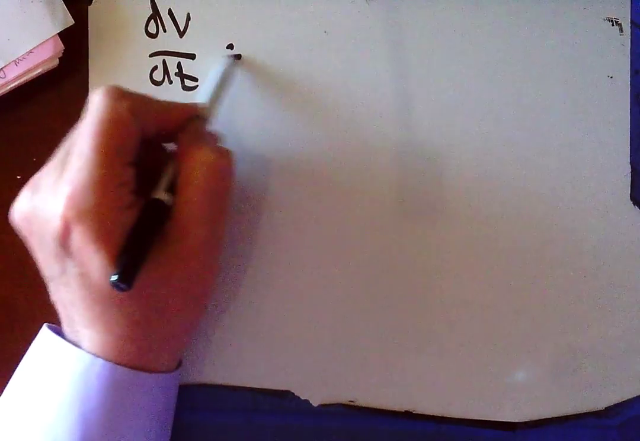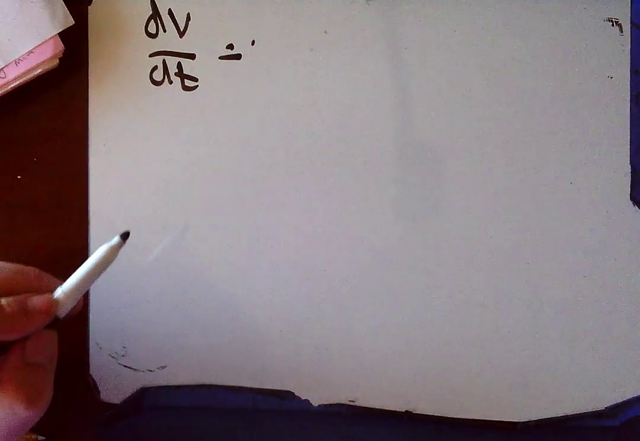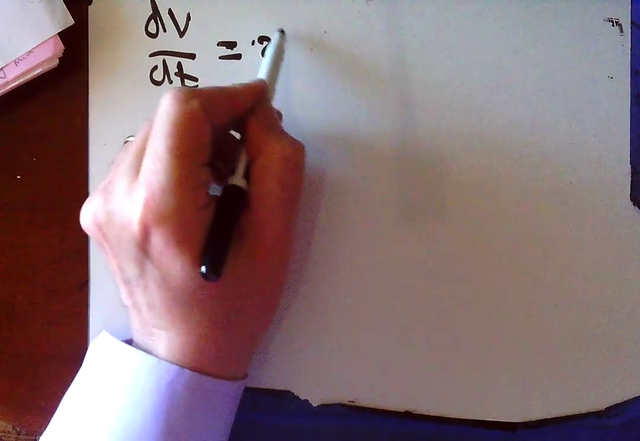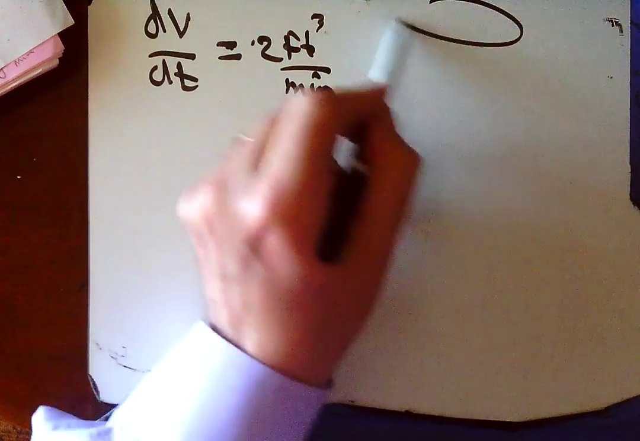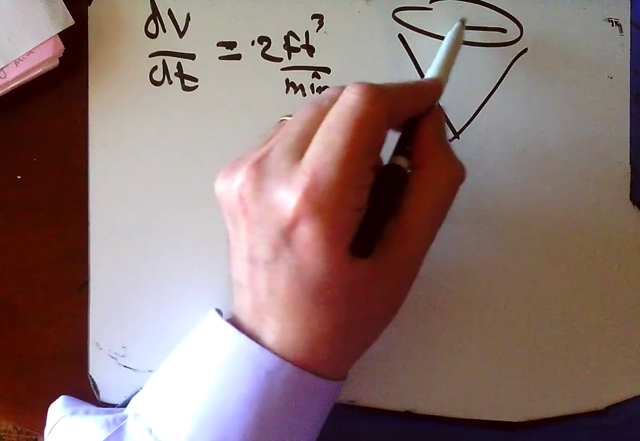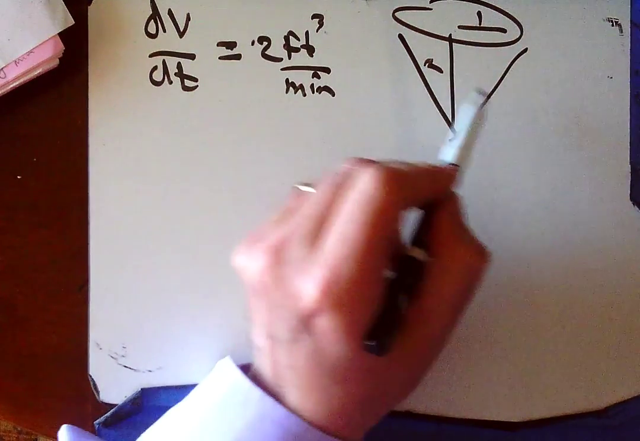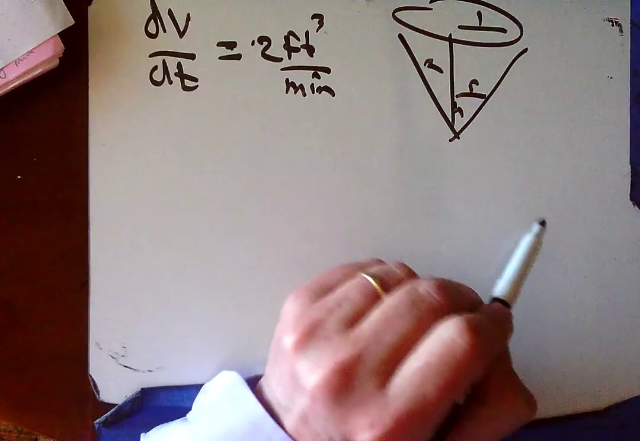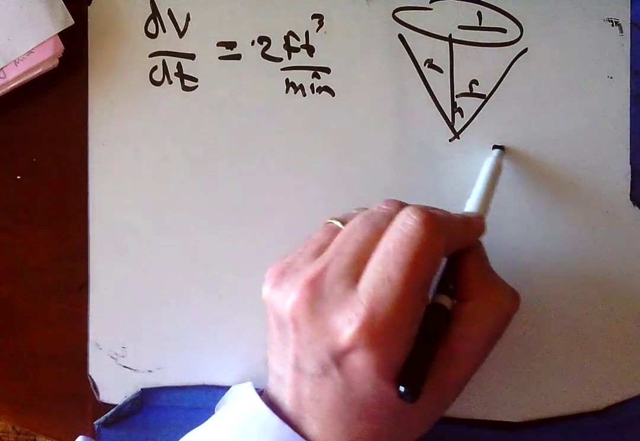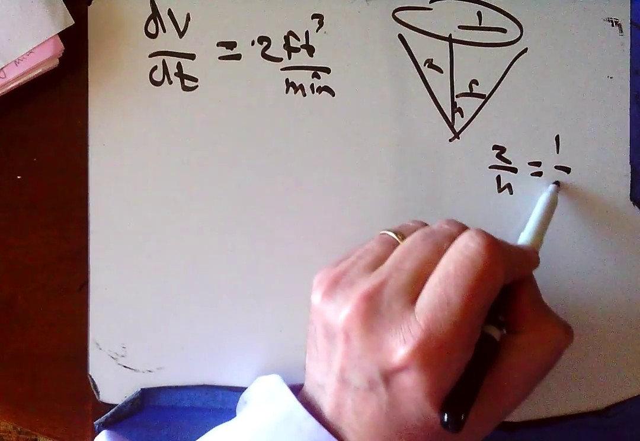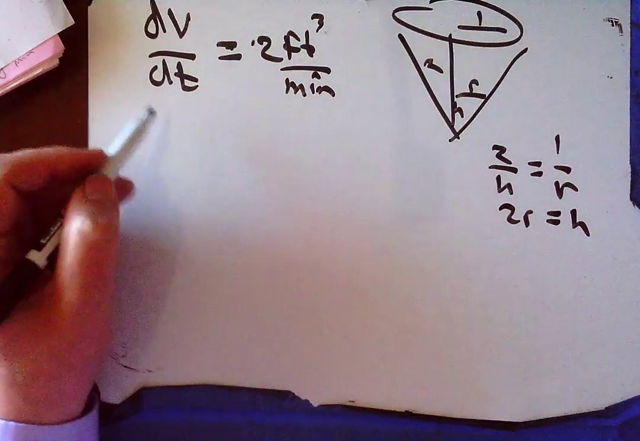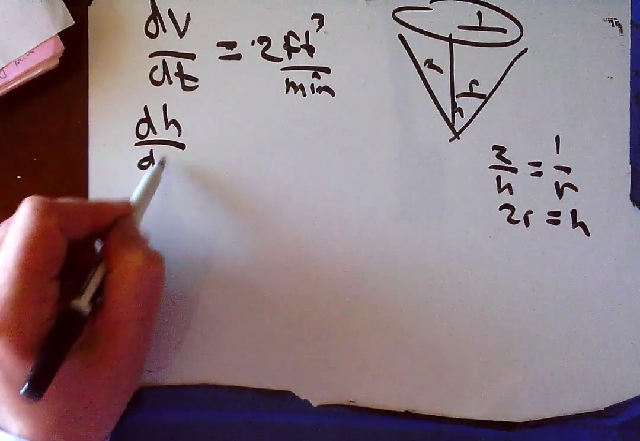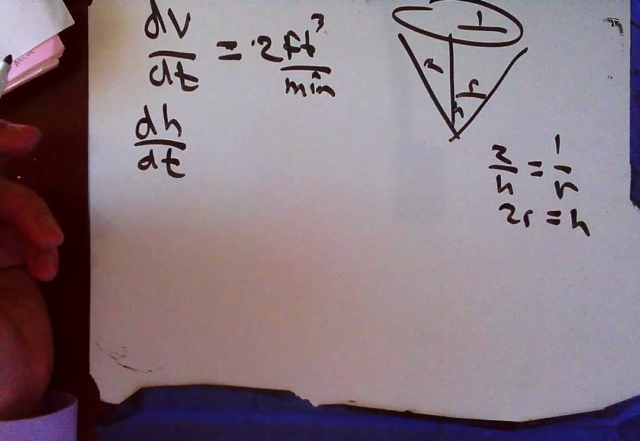So let's start again. They tell me that dV/dt equals 2 cubic feet per minute. We know that this is 1 and that this is 2. This is r and this is h. And so we can say 2 over 1 as h over r and get 2r equals h. They've asked me to find dh/dt. I don't have a dr/dt.